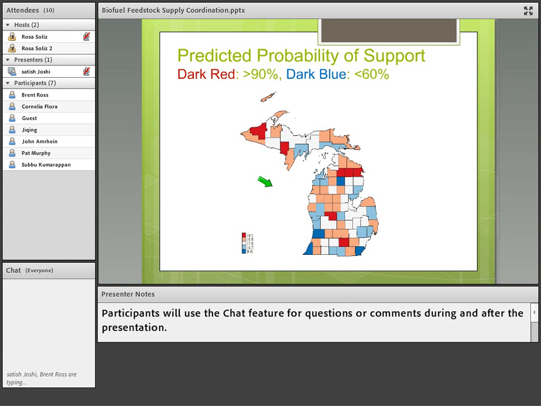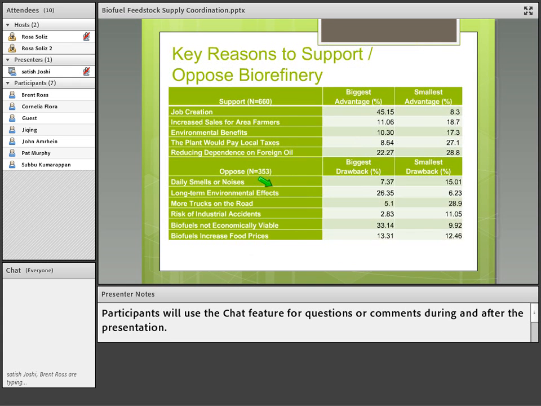So that sets us up to understand a little bit better the next table. If a person said they would support a biorefinery, we gave them a list of options of what's the biggest advantage of having a biorefinery in your area. If they said they would oppose it, we asked them what are the biggest drawbacks, and it was a closed-ended list that we asked them to choose from.